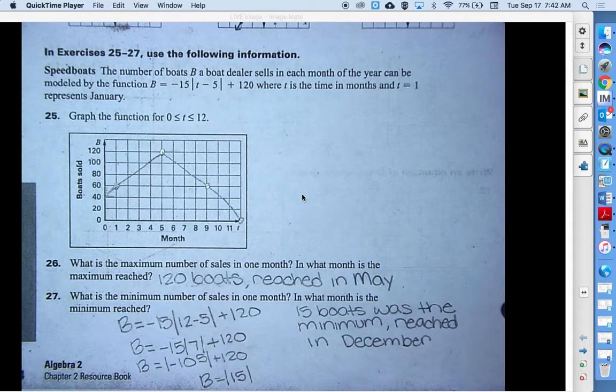Okay, so to find the maximum number of sales, you would use the 5 and the 20 to get the point there, which is the vertex, and it was reached in May. And then the minimum number of sales would be, you would take your original problem and add the 12 in for t, and then you'd get 15, which is your lowest point that you have. And that was reached in December. And this is from your equation.